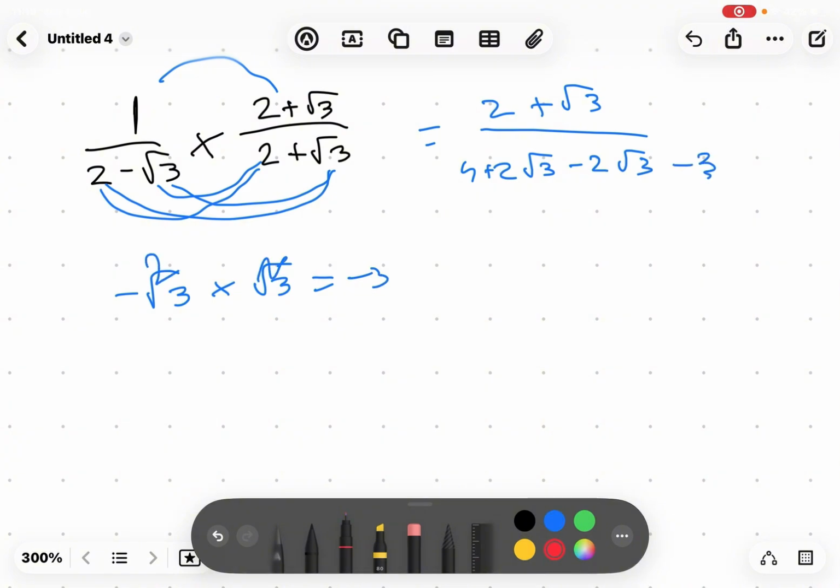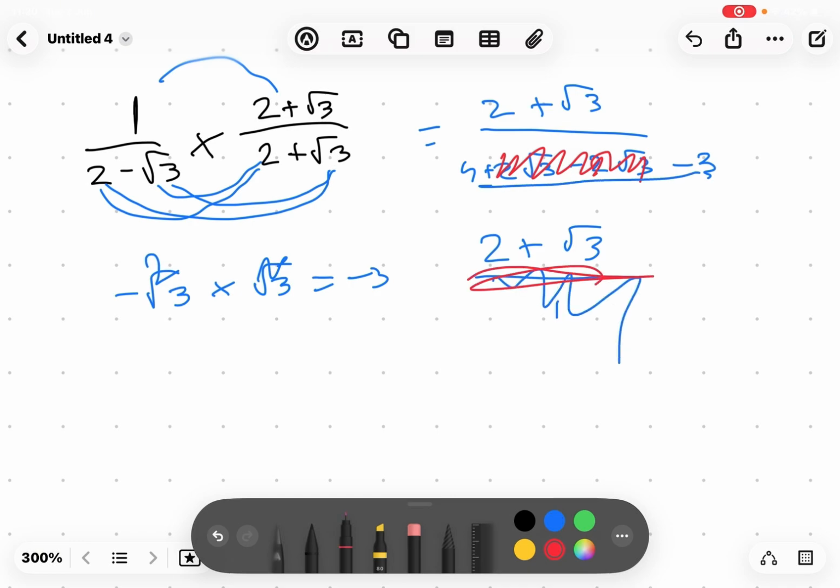And as you can see, these two, there's a positive and there's a negative, and they're exactly the same, so we can just cancel these out. And then we're left with 2 plus square root 3, and then these minus 1, and that doesn't matter, so this is the final answer.